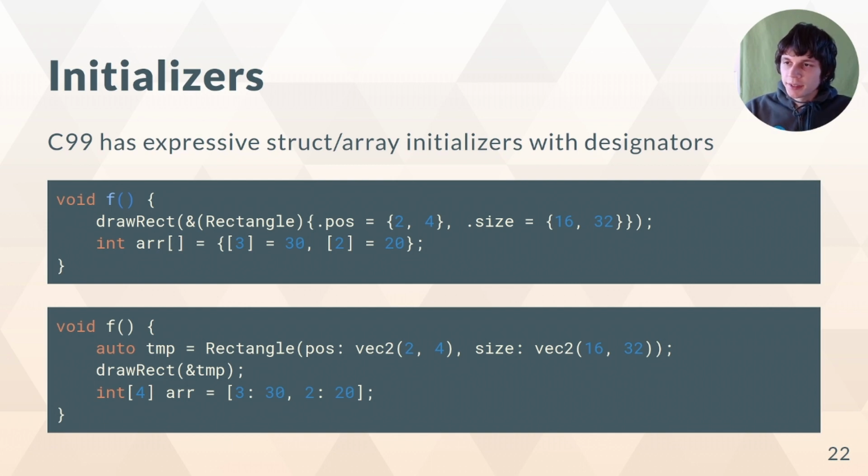Regarding initializers, C99 actually added very expressive structure array initializers with designators, which are names or indices which allow you to initialize fields in any order you want. They are actually more powerful than initializers in D currently, but with named parameters coming up, the gap is closing a bit. You still cannot take the address of a struct literal. In D you need to make it temporary for that. And also you still need to specify the length of a static array. It cannot be inferred from the initializer. Oh, and you have to spell out type names a lot as well.